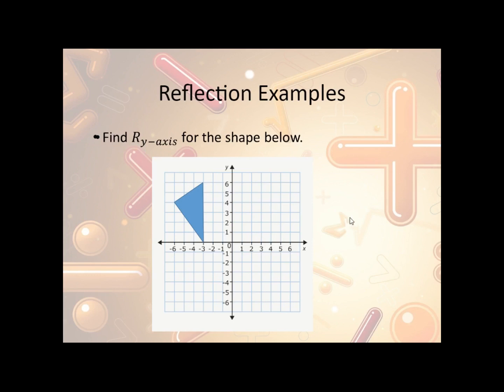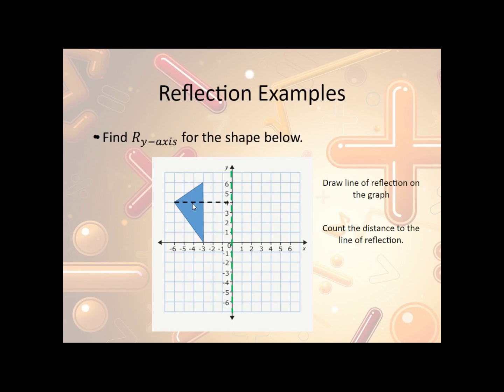So first of all, first thing we always do is draw in the line of reflection. So where are we reflecting? Well, the y-axis is right here. So I draw in a little dotted line. This is what we're reflecting over. Then we're going to count the distance to the line of reflection. So we're going to take each point, for instance, this point here, and we count how far away it is from the line of reflection.